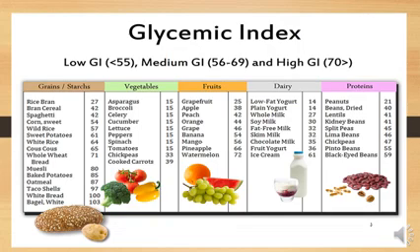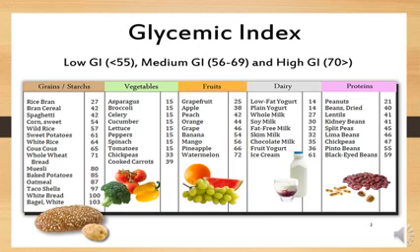For glycemic index, we have the low GI, that is less than 55, medium glycemic index, that is between 56 and 69, and high glycemic index, that is 70 and above. For grains and starches, we have the rice bran, that is 27, as seen in the figure below.